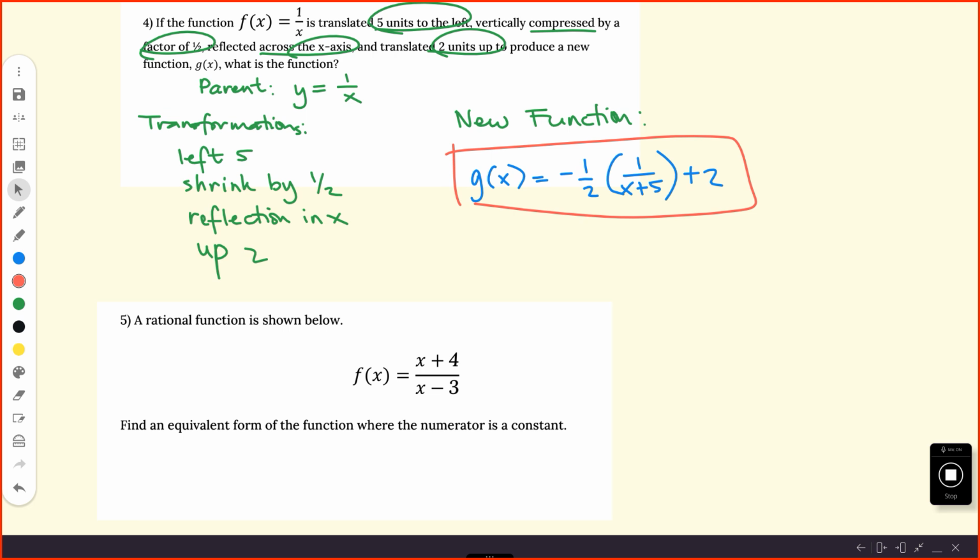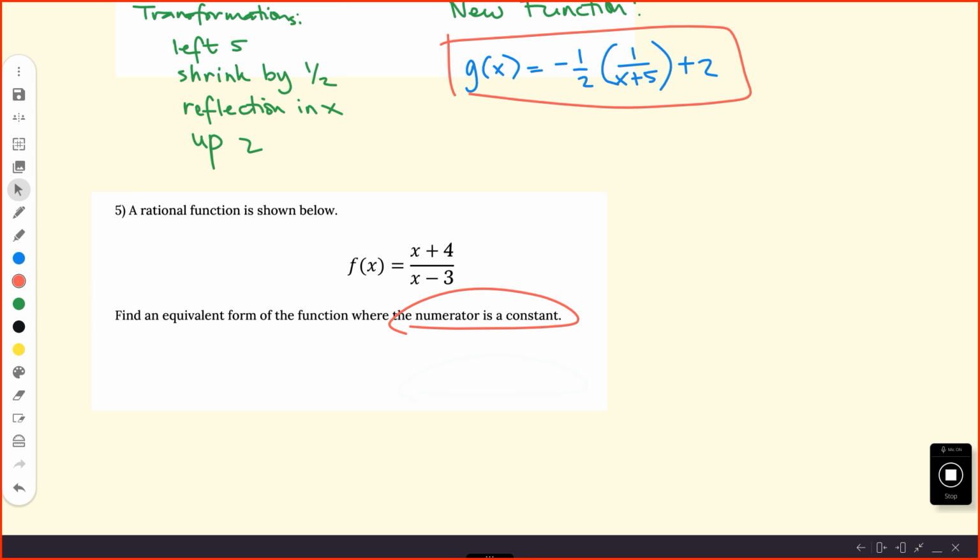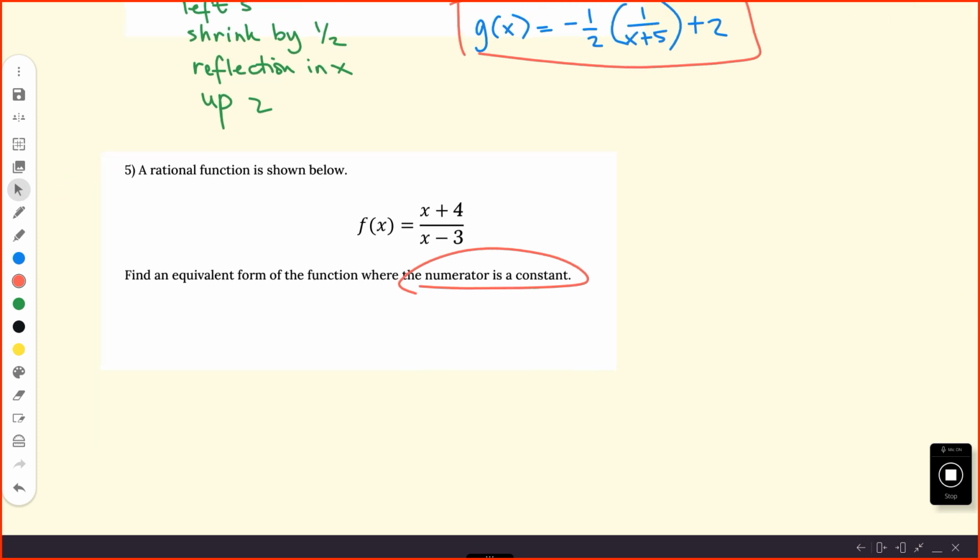Okay, now for the last part, what if you're given a non-basic rational function and you're going to express that as a basic rational function where the numerator is constant? How do you write this? Okay, you're given a non-basic rational function because here the function f of x equals x plus 4 over x minus 3. The numerator is x plus 4, so it's not really constant. So this one is considered non-basic. Numerator is not constant.